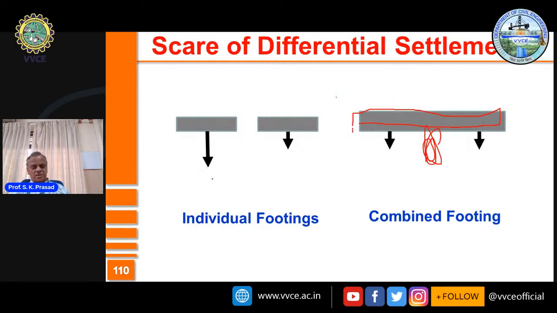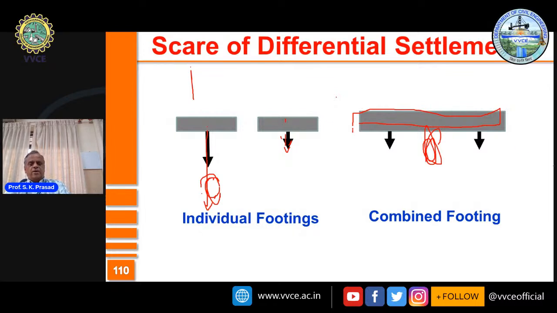What is the advantage? If you go for isolated footings, maybe one footing may settle much more compared to the other footing, because the soil doesn't have uniform properties. The loading is also not uniform, causing differential settlement. Friends, differential settlement is very bad. That will put a lot of pressure on the joints between the beam and column. So you need to avoid it as much as possible.